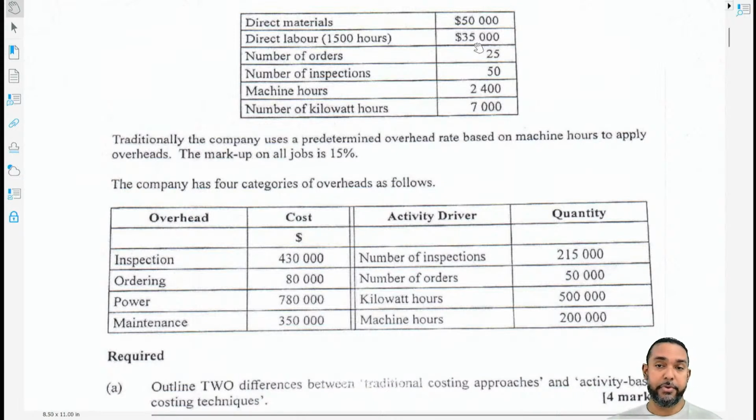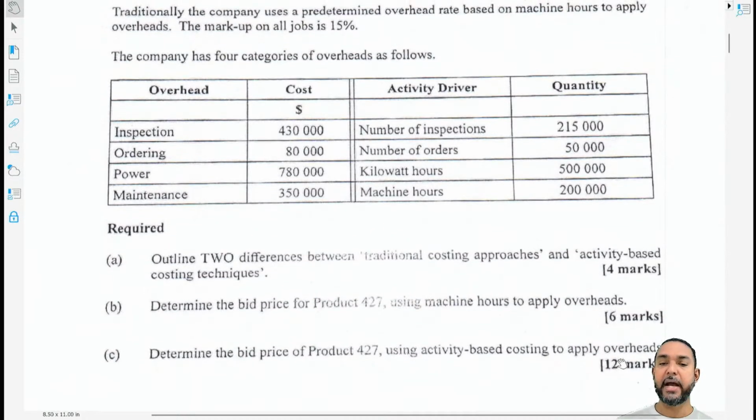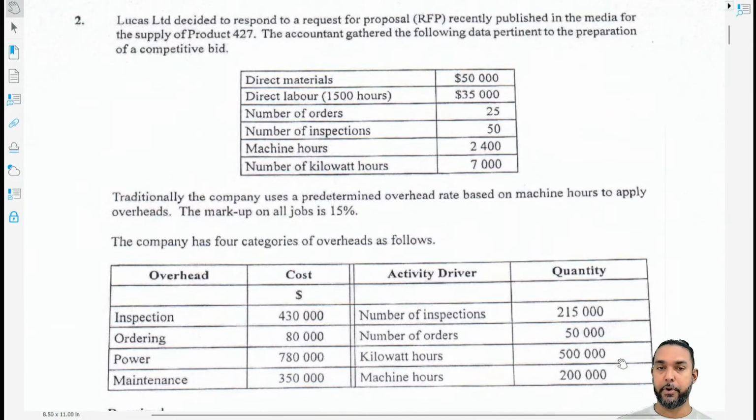So if we wanted to, we could find the labor rate, as in take the total direct labor cost and divide by the number of hours. But that may not be necessary. It's just something that occurs to me. Now we have orders, inspections, machine hours, and kilowatt hours, right? So this was actually a setup to ABC, but I repurposed it for job costing, all right?